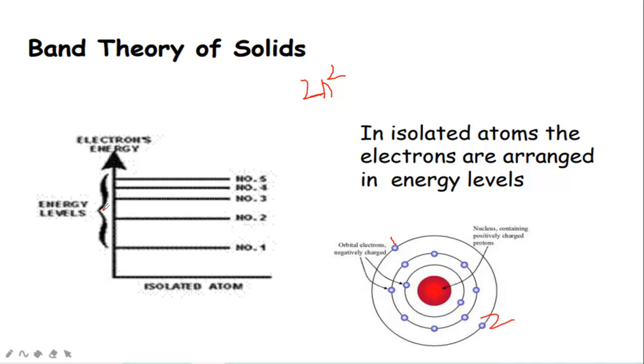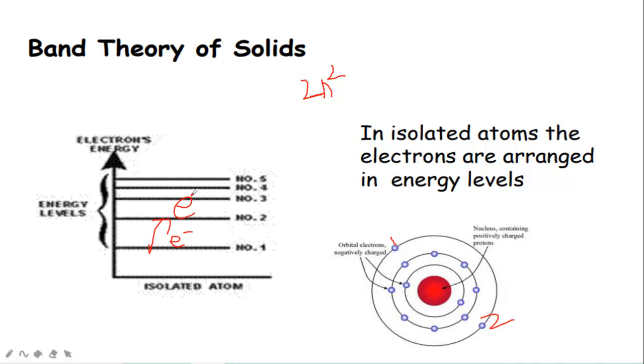You can see the energy levels increasing in number. This is energy level number 1, number 2, number 3, number 4 and number 5. Suppose the outermost electron is here in energy level number 1, and anyhow it gets excited and reaches here.